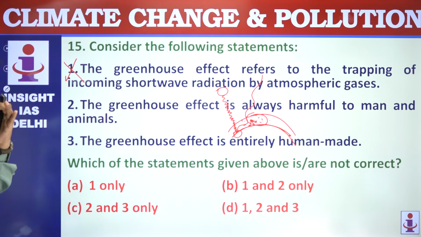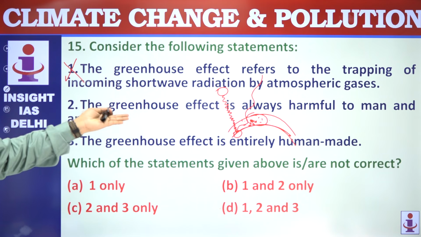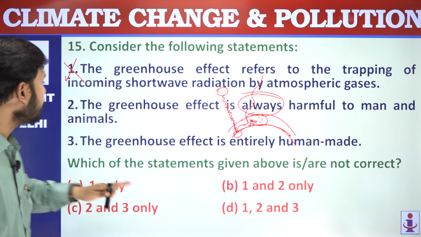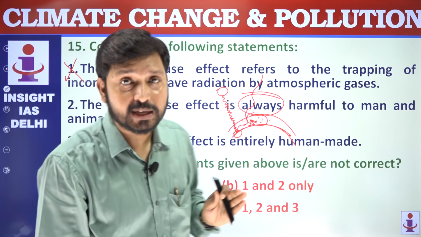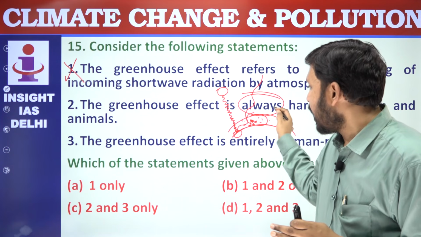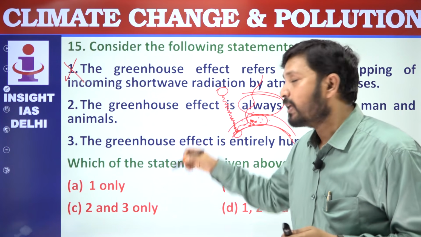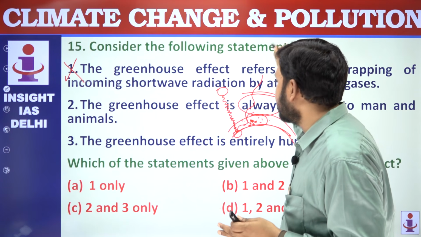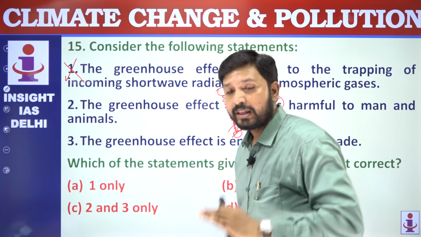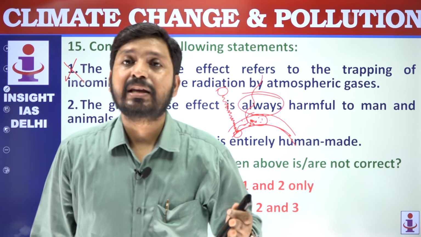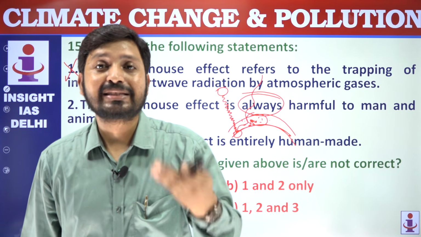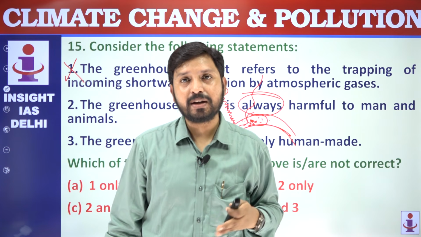Okay, so let's see the next statement. The greenhouse effect is always harmful. Always is an extreme statement. Always harmful to man and animals. No, this is the wrong statement, because the greenhouse effect we have just discussed is a natural phenomenon. If it is not there, then whatever radiations are coming will be released back completely, and because of that the entire earth's surface will become very cold, around minus 18 degrees. At such low temperatures, the survival of species will be very difficult. So that is the problem.